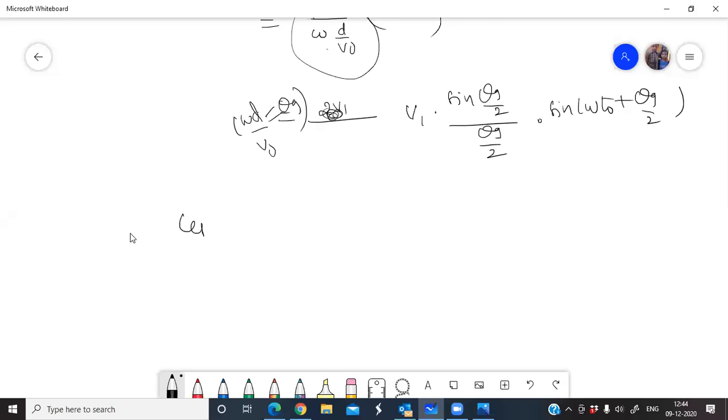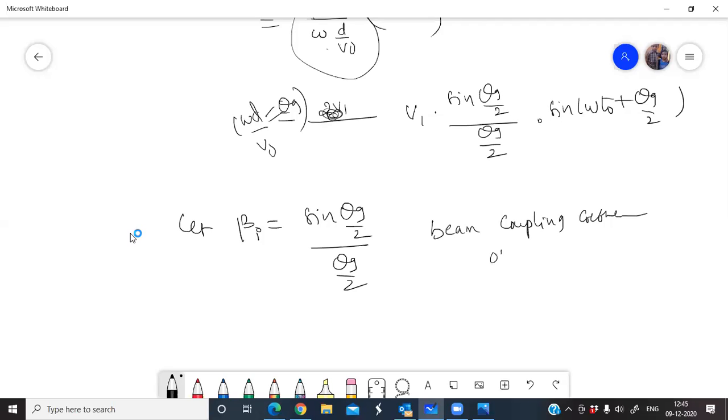Now let beta i equal to sin theta g by 2 by theta g by 2. Again, this is an important point, an important coefficient. Beta i equals sin theta g by 2 by theta g by 2. This is known as the beam coupling coefficient. Sometimes in problems the question is to calculate or obtain the beam coupling coefficient of the input cavity gap, because here I am talking about the buncher cavity. So, of the input cavity gap.